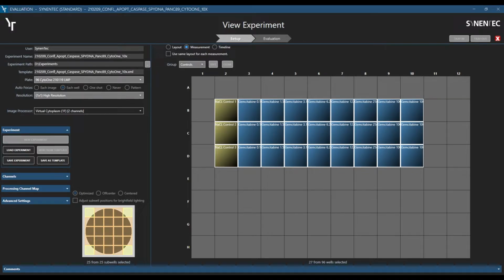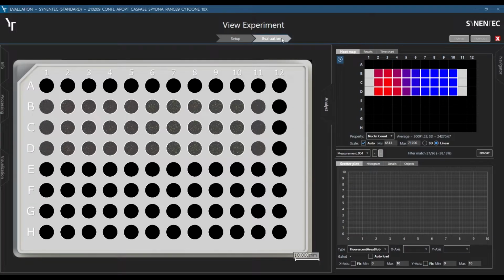In the setup window you can see the layout of this experiment. In column 2 we had the negative control, while in row 3 till 10 the cells were treated with rising concentrations of gemcitabine. In the evaluation window we can select the wells of interest in the Analyst tab.